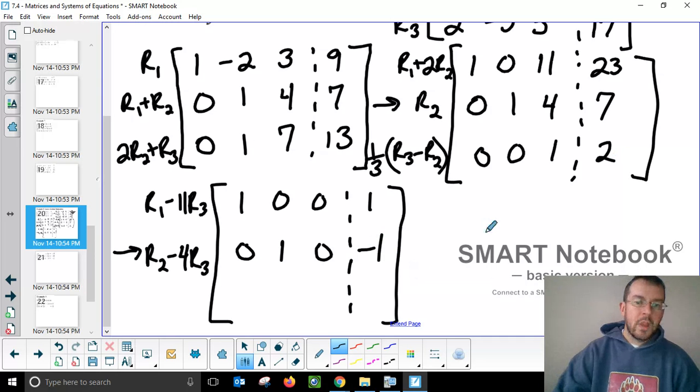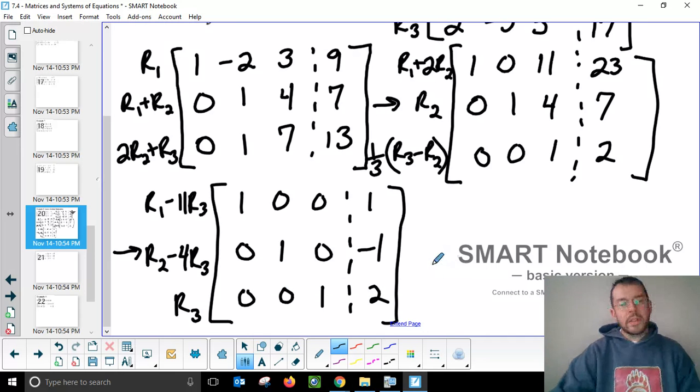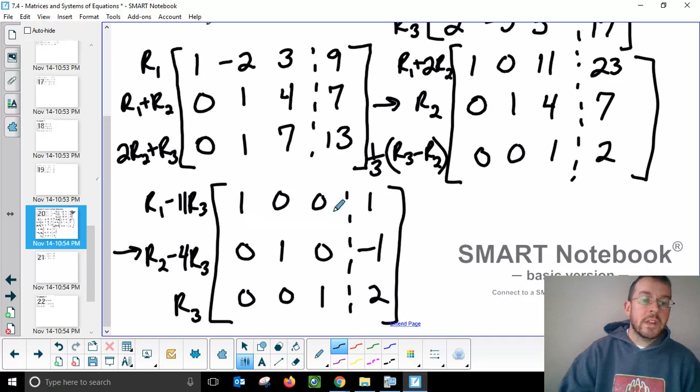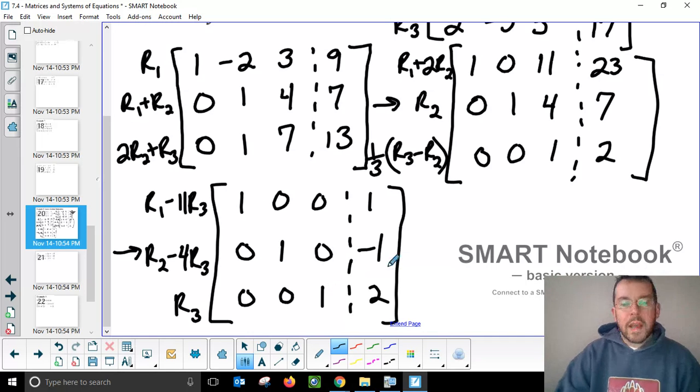All right, and then of course I want this to be a 1, which it is, so I don't have to change row 3 at all. So this is 0, 0, 1, 2. All right, so this is now in reduced row echelon form, right? Basically, the first non-zero number in each row is a 1. The ones are further to the left in higher rows, and any column with a leading 1 has zeros everywhere else.